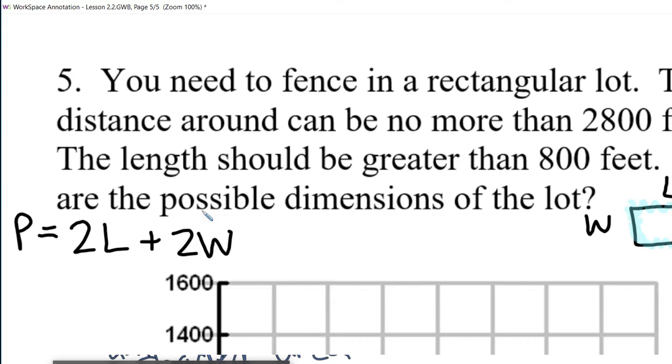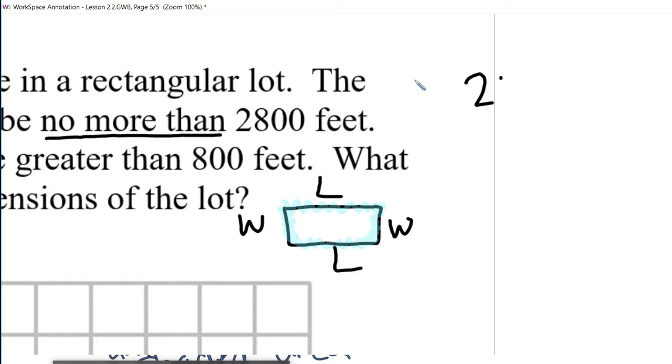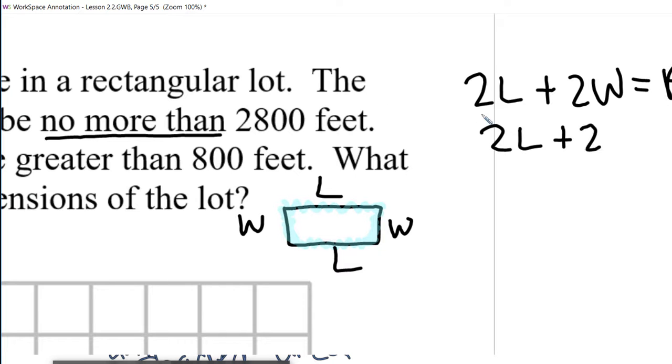we need to finish that because here we shouldn't have an equal sign, because they say it should be no more than 2,800 feet. So let me come over here. It should be 2L plus 2W equals the perimeter. But it's not going to equal, I have no more than. What symbol do we use for no more than? Less than or equal to. And what's the total perimeter? 2,800. So there's our first inequality: 2L plus 2W is less than or equal to 2,800.